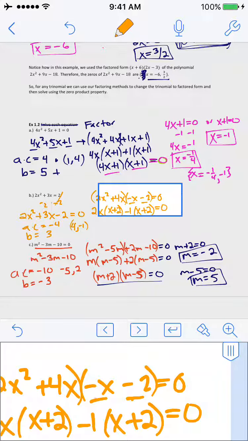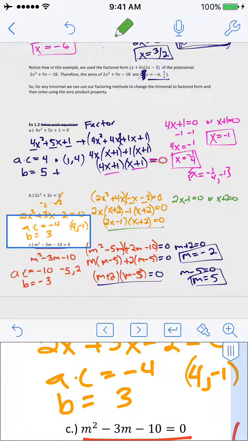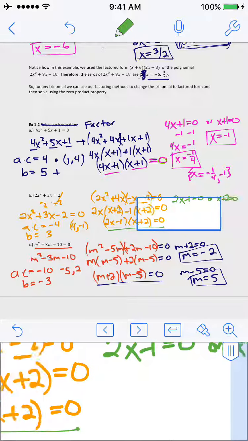When I take the negative out, I have to take it out of both. And I get 2x minus 1 times x plus 2 is equal to 0. Okay, that's the factoring part. Now I will apply the zero product property. If this is a true statement, then either 2x minus 1 is equal to 0, or x plus 2 has to be equal to 0. Now I've got to do both cases. I don't get to choose which one.